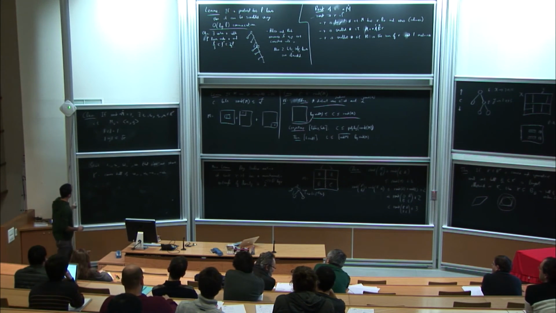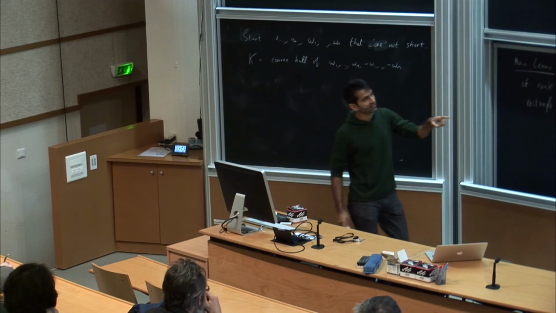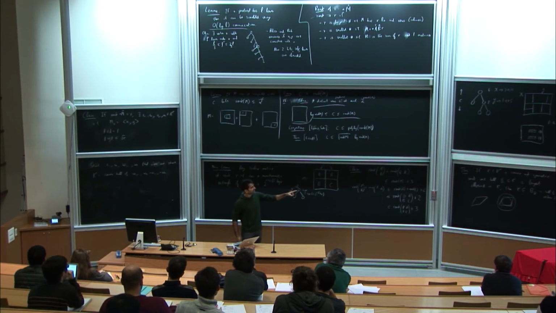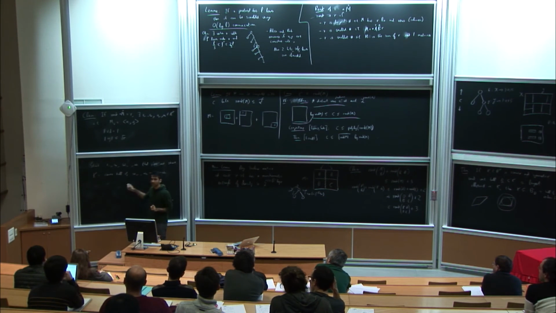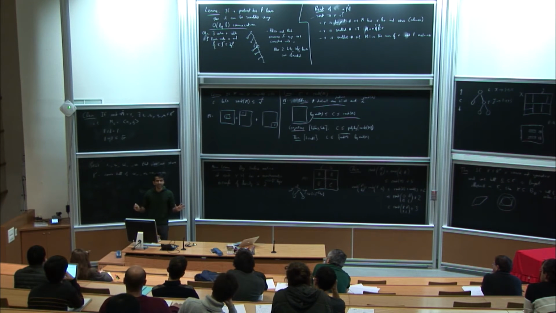And now, because K fits the hypothesis of John's theorem, that means K is contained in the ball of radius square root r. So all of these W's are also of length at most square root r. So we're almost there. The only thing we need to now check is what the lengths of the V's are.